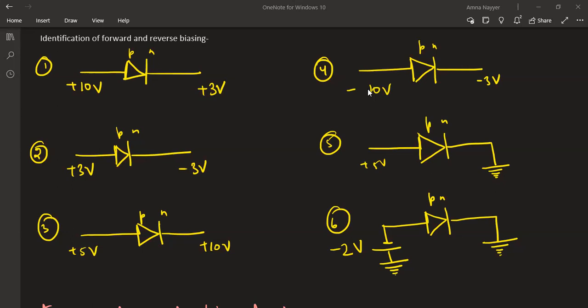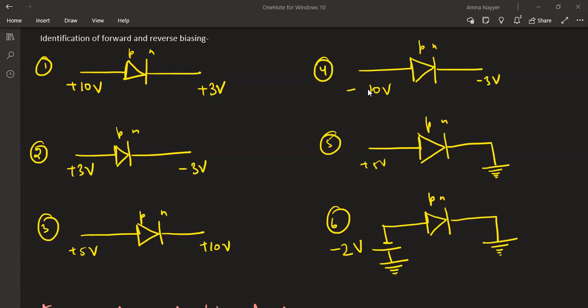See, forward biased was when the P type was connected to the positive terminal of the battery and N type was connected to the negative terminal of the battery. And reverse was just the opposite, P type connected to the negative terminal and N type connected to the positive terminal. So that is the way you can identify in circuits. But if you are given potential, then how will you identify it?